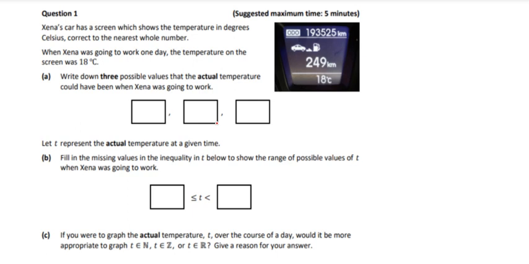Higher level maths paper for 2023. So question one, the temperature is 18 degrees Celsius. It says that it's been rounded already, so it's like we're looking at rounding in reverse here. Write down three possible values that the actual temperature could have been.